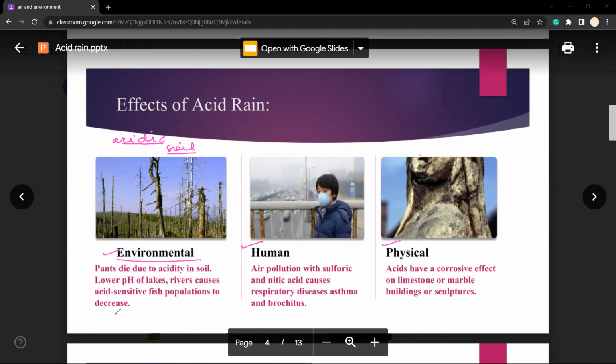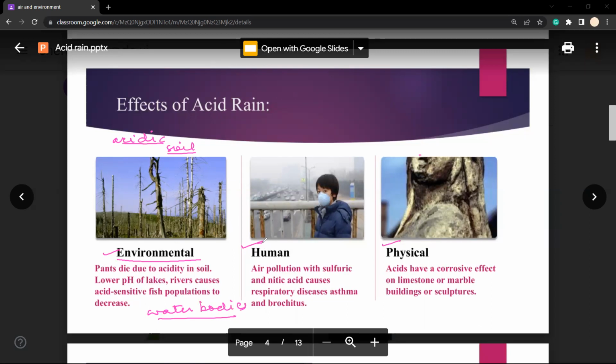Not only the soil, but acid rain also changes the pH of the water bodies. Because the pH of the water bodies changes, that can make the fish very sensitive to that particular pH, and that's going to affect the population of the fishes or the marine life, right? So these are the environmental effects of acid rain. They can change the pH of the soil and the pH of the water, and because of that, the plants and the marine life both can suffer due to the change in pH.